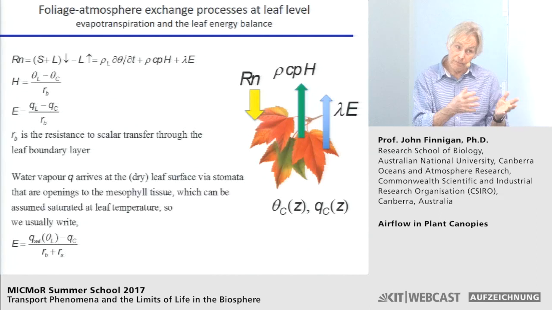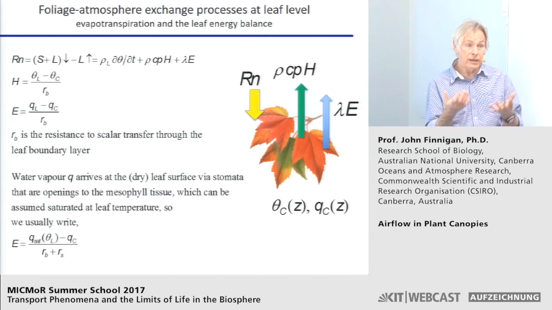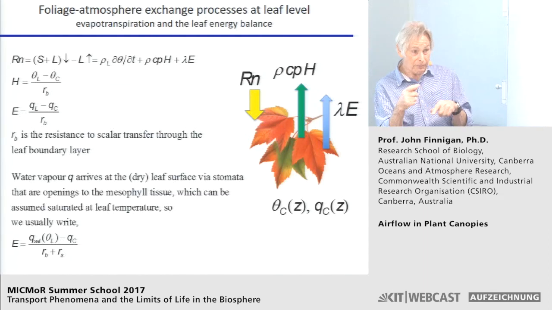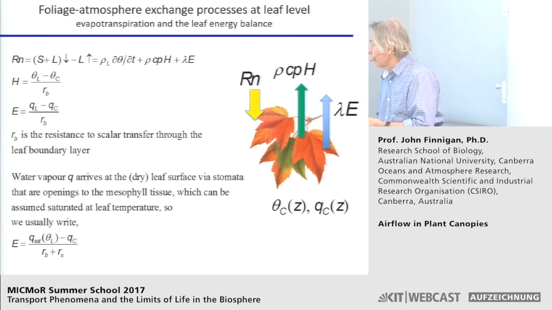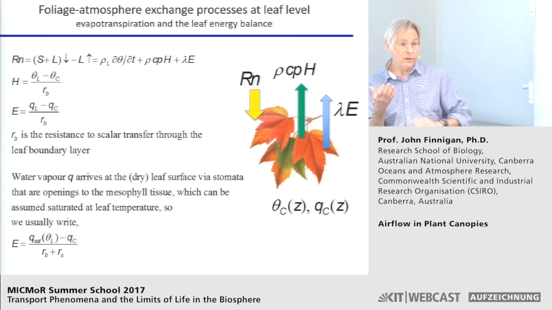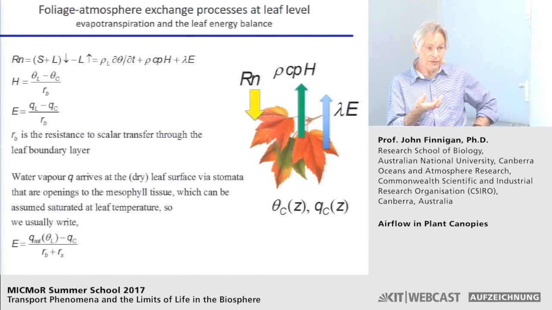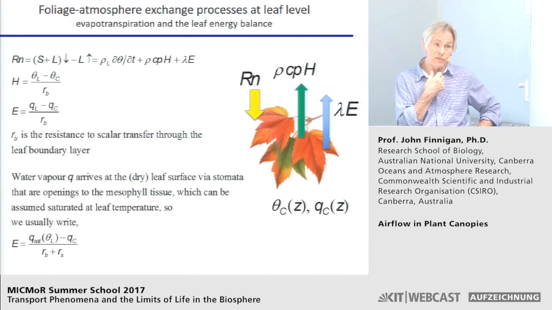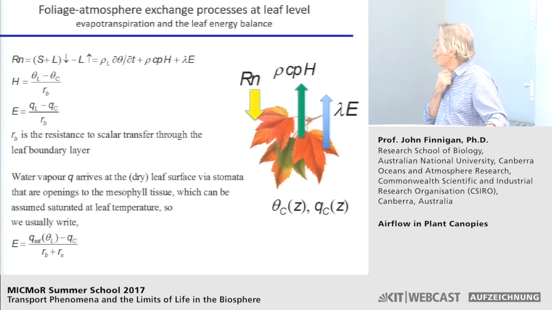Now, momentum can be transferred both by pressure and by viscosity. Heat or other scalars can only be transferred by molecular motion. So the efficiency of transfer of scalars is typically 10% of the efficiency of transfer of momentum. It can be expressed as a thing called the leaf Stanton number, which is about 0.1.